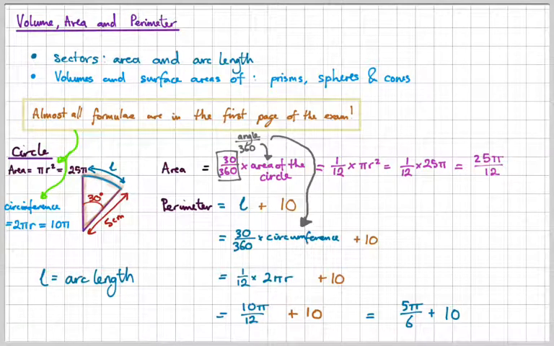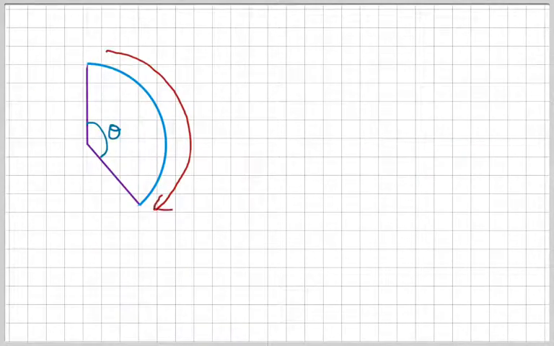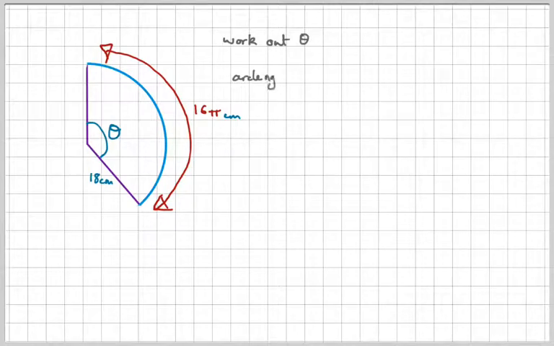Great, so we're going to be looking now at another question. Here is the question, it's on the second page of your sheet. We've got this arc length being 16 pi, we've got the radius being 18, and the question is work out theta, work out the angle. So we need to know some things. We need to know the arc length. We do know the arc length, it's 16 pi.